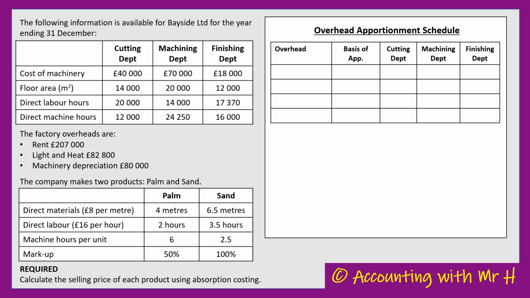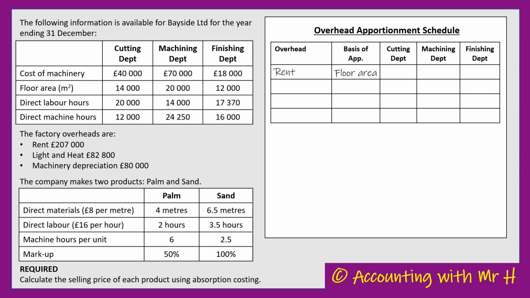And absorption costing looks for what we call a basis of apportionment. And so ultimately, we're just trying to find the fairest thing to use from the information that's available. So let's start with the rent then. So my first overhead is rent. And if I look at the table at the top, they've told me the cost of the machinery and the floor area. Well, out of those two, the fairest one to use to share out, to apportion the rent, would be the floor area. So my basis of apportionment is going to be floor area.